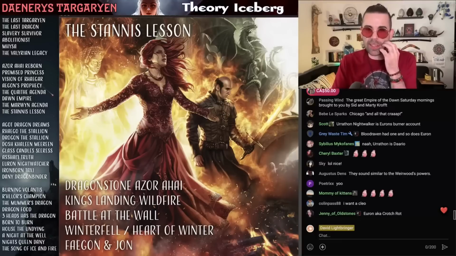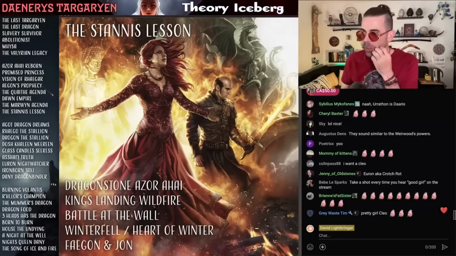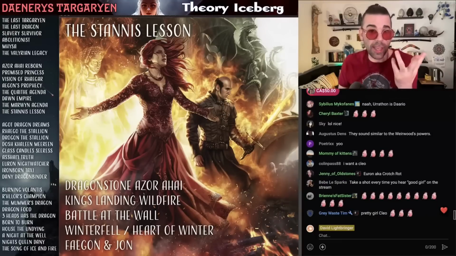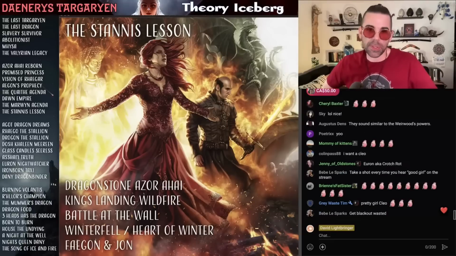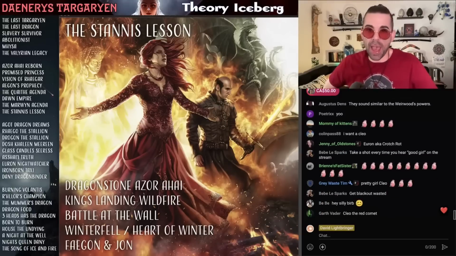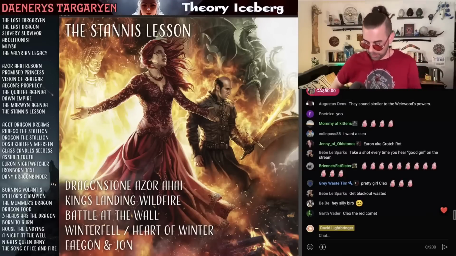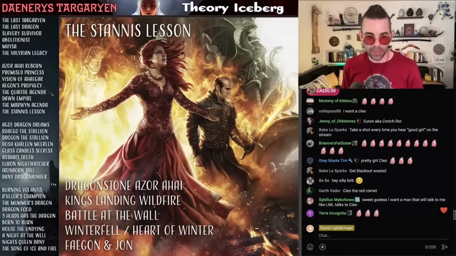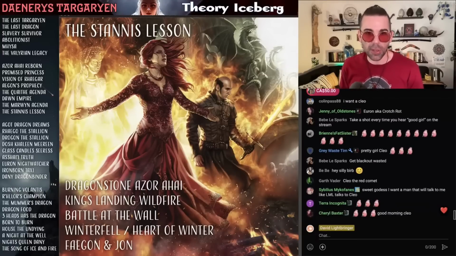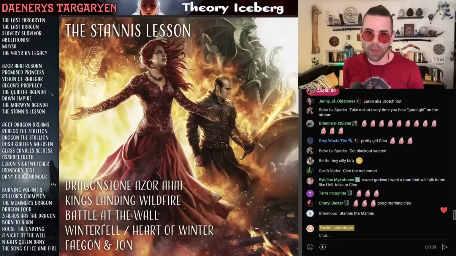Okay, so the Stannis lesson, this is pretty simple. It's insightful, but it's not complex. Stannis is blazing a path that really seems like the path that Dany's going to follow. And it goes like this. Stannis is declared Azor Ahai on Dragonstone. Then he tries to take King's Landing. A bunch of wildfire goes off, doesn't go very well.